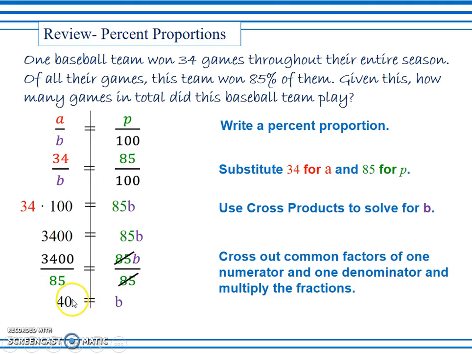So let's go back and make sure that makes sense. If there are 40 total games and the baseball team won 34 of them, is that about 85%? Well, sure, because half of the games would be 20, and this is much more than half. So 85% does sound reasonable. So the team played 40 games. Here we used our percent proportion to find out the number of total games played.